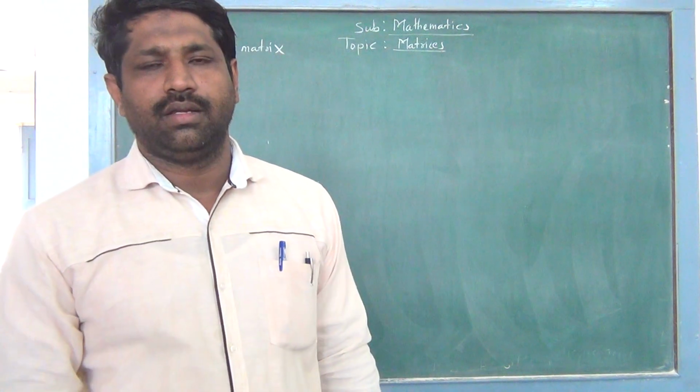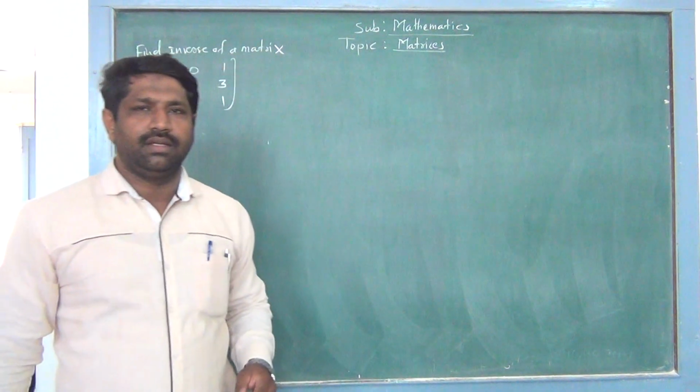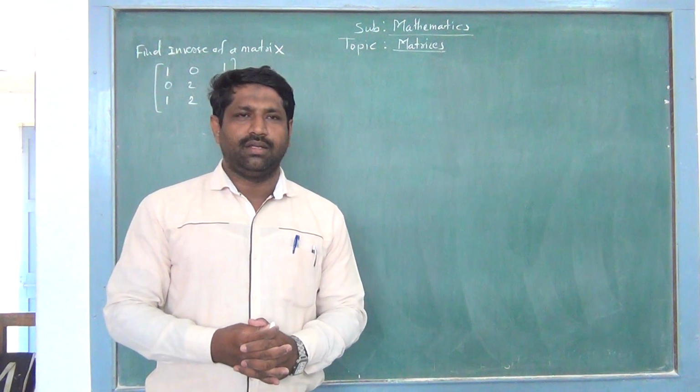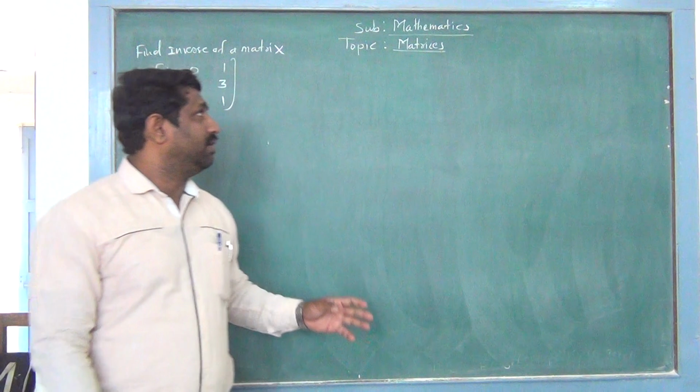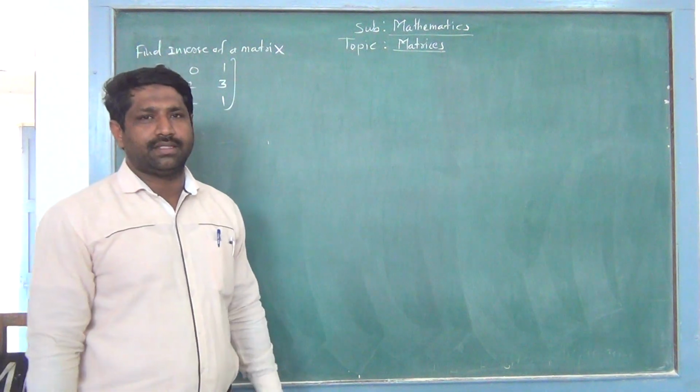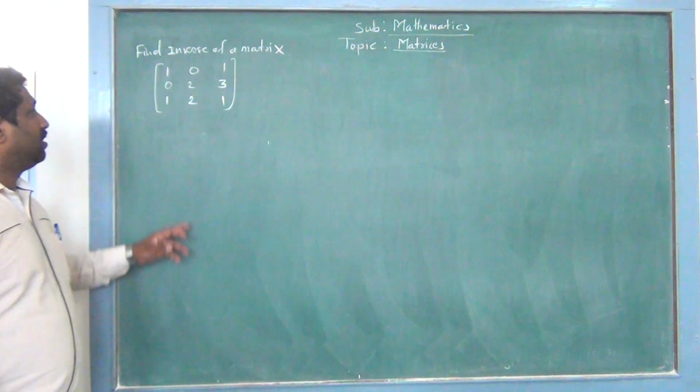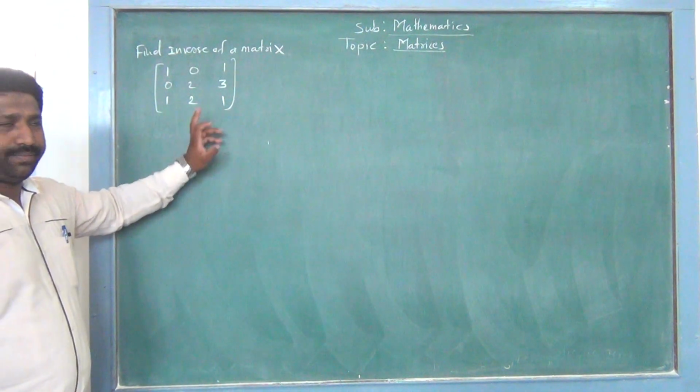Welcome student. In the last lecture we have seen the inverse of a matrix by adjoint method, and we have taken one example of a 2 by 2 matrix. Now we find the inverse of a square matrix of order 3.